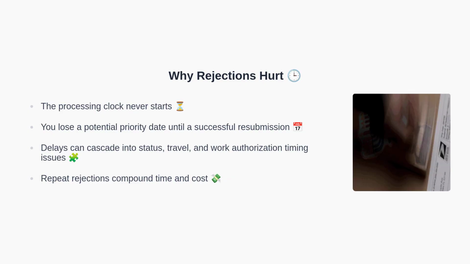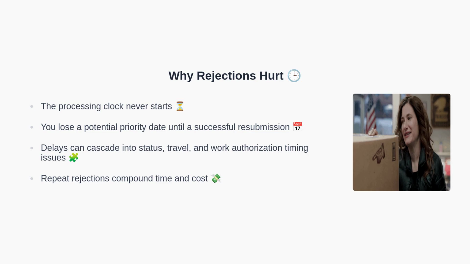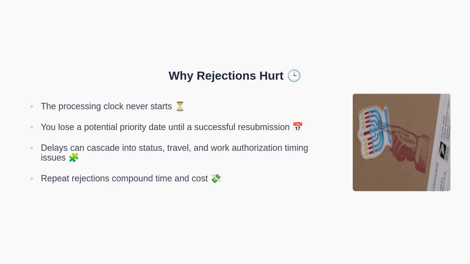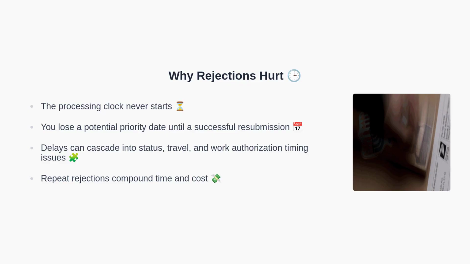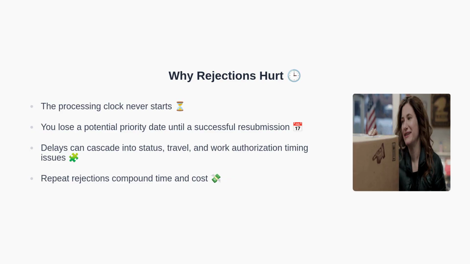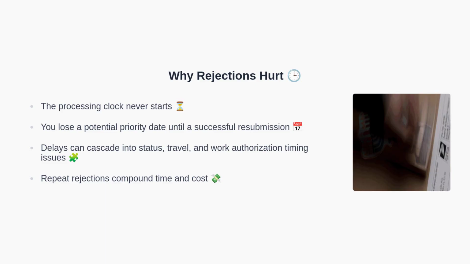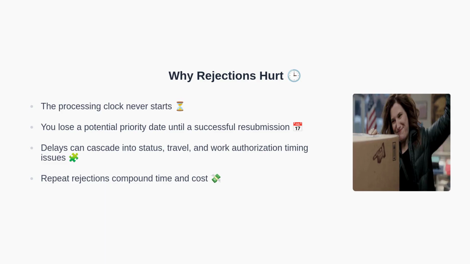The chief consequence of a rejection is the lost time. Because the intake never created a receipted case, your priority date and timelines for ancillary benefits such as work authorization do not begin. This can push back travel or employment plans and might interact negatively with status maintenance. Furthermore, repeated rejections increase costs and create risk of missing time-sensitive windows. With that urgency in mind, let's add a brief but important disclaimer.